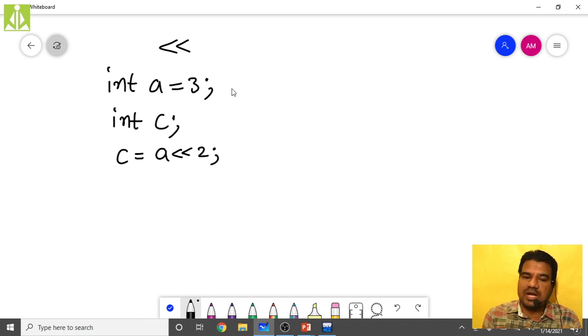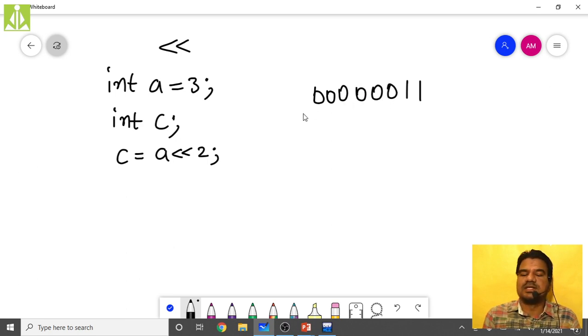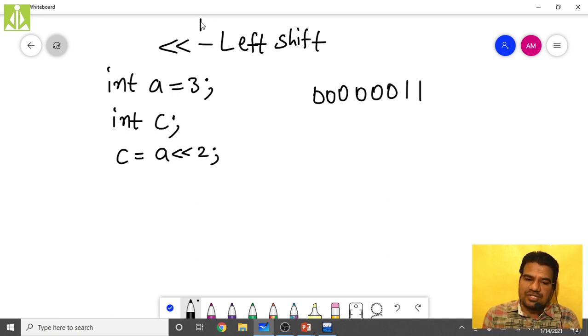So first what we have to do is convert this 3 into binary. 3 in binary, you will get 1 1. Then you have to add all 6 zeros: 1, 2, 3, then 4, 5, 6, like this. So now, performing the left shift, this is bitwise left shift.